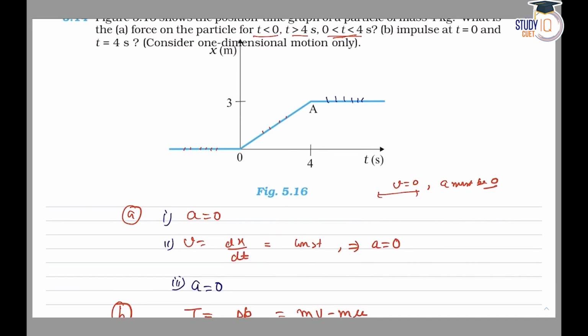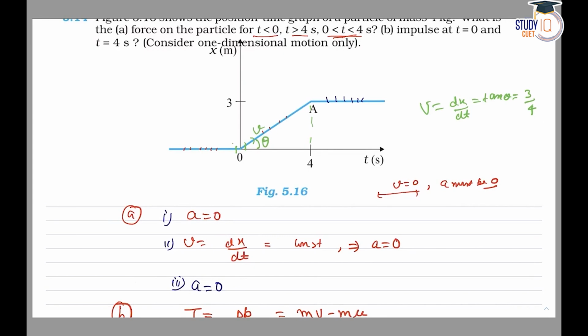Now I'm coming first to t equal to 0. In order to talk about t equal to 0 second, we can say that impulse is defined for a very short interval. So just before t equal to 0 and just after t equal to 0, the velocity changes from 0 to this velocity v, and this velocity v is equal to dx by dt, that is equal to the slope, which is tan theta, and the value of tan theta can be easily found out. Let's say this angle is theta, so tan theta can be given by 3 by 4.